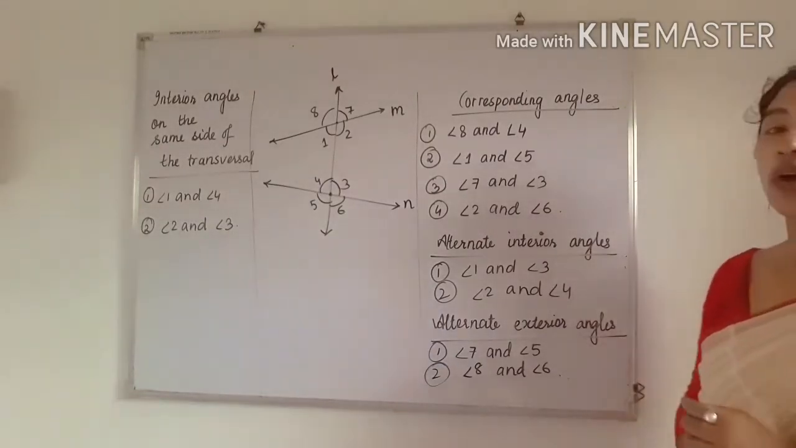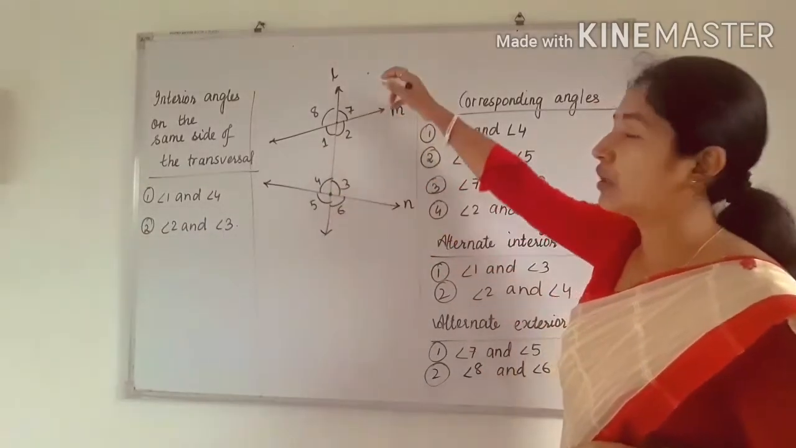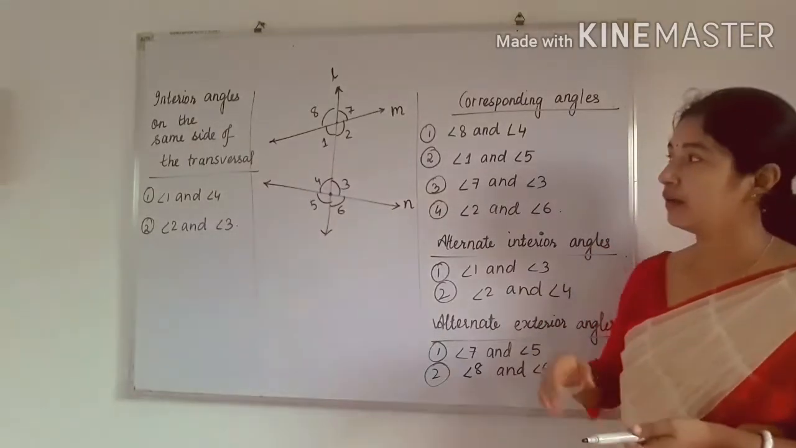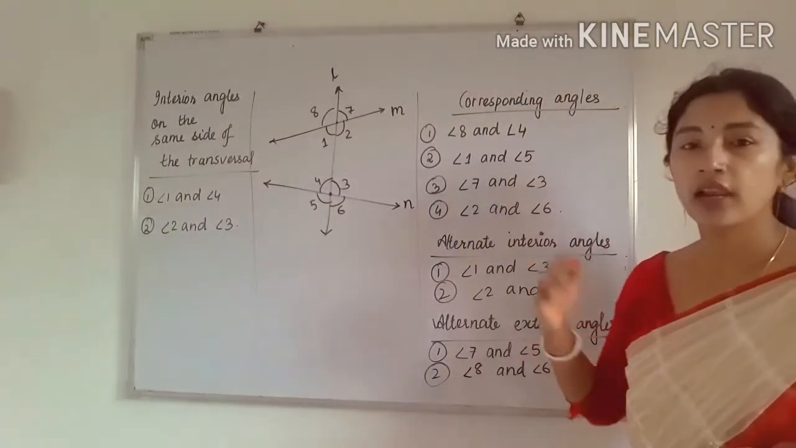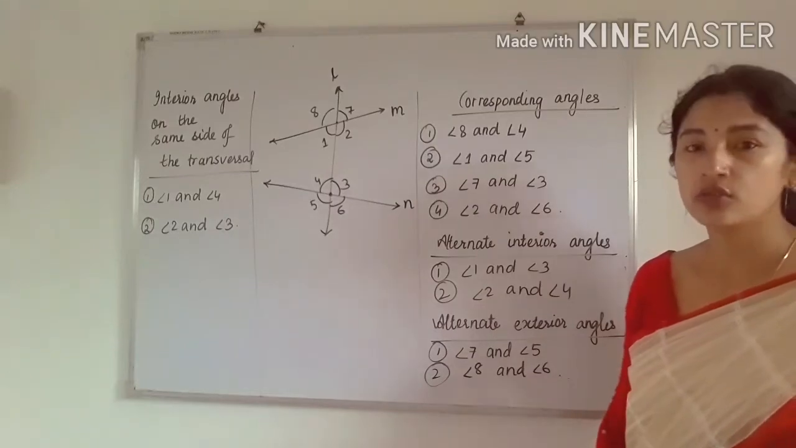Okay, so here what is the transversal? This line L is called the transversal. Okay, why is it called a transversal? Because it intersects the lines at different points. That's why it is called a transversal line.